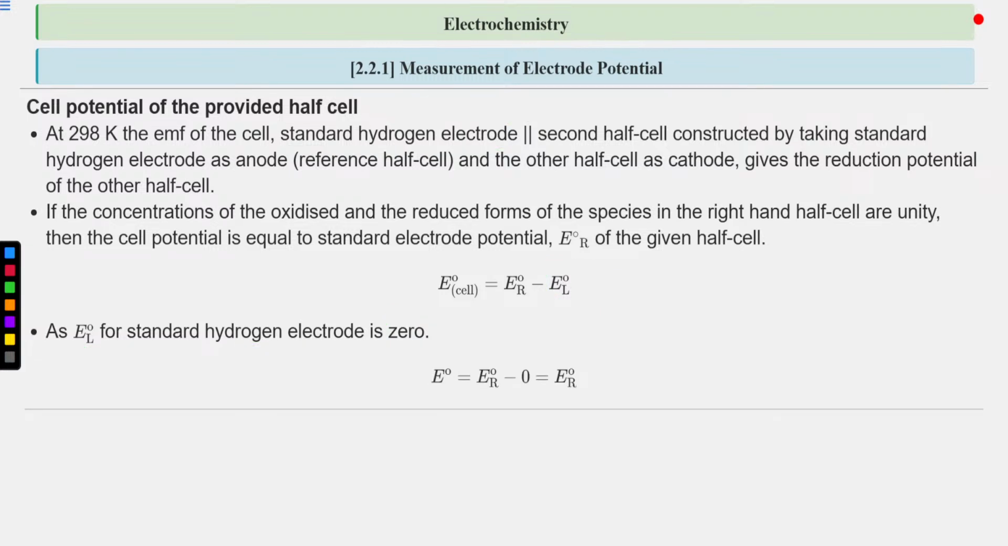So E naught of cell will become equals to E naught of R minus 0. That means E naught of R, right? So the given half cell and the overall standard electrode potential of the cell will become equal, right? Because we are using the reference half cell as standard hydrogen electrode, right? So that's the main reason, and this is the thing which our first point is explaining to us.